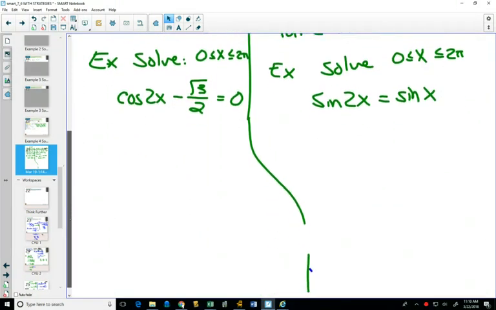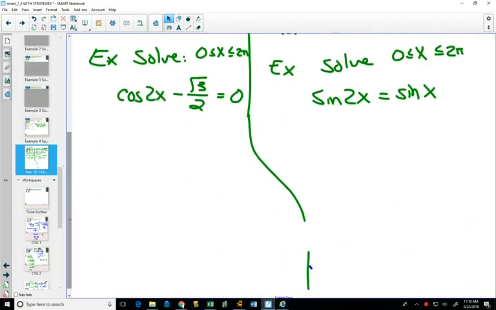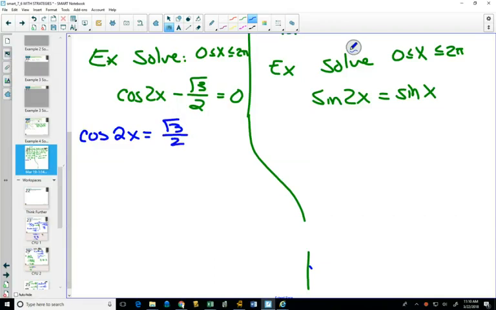So with the one on the left, it only has the double angle, no other trig functions. So you would solve this like you would solve a multi-revolution question. How do we solve our multi-revolution questions? Well, first of all, I'll get the cos 2x by itself on one side. It's equal to root 3 over 2. Then you also take your domain and say, if 1x is between 0 and 2 pi, then 2x's would be between 0 and 4 pi.